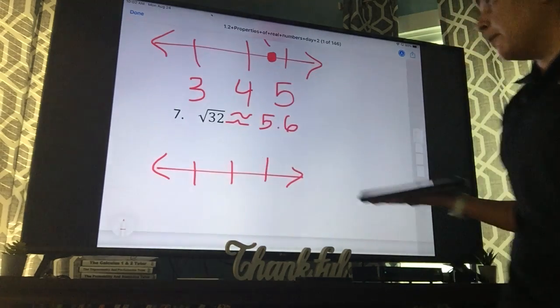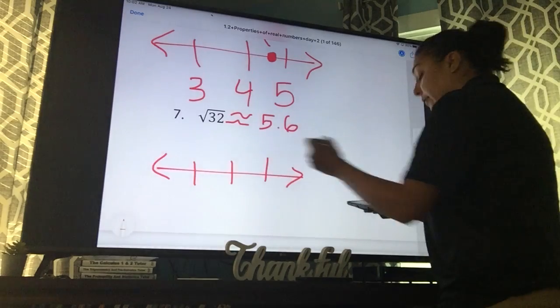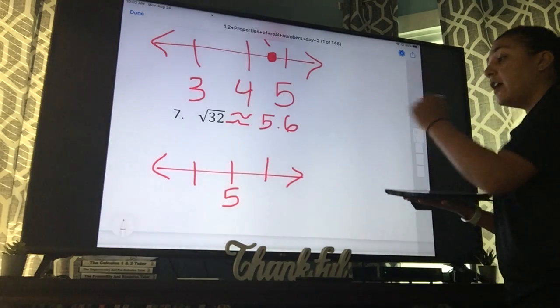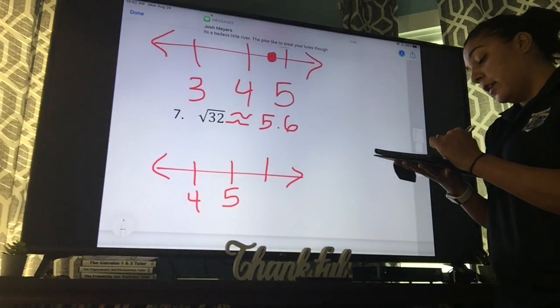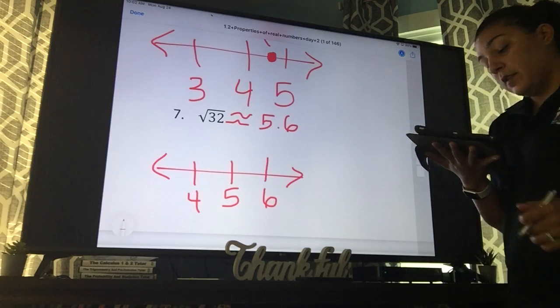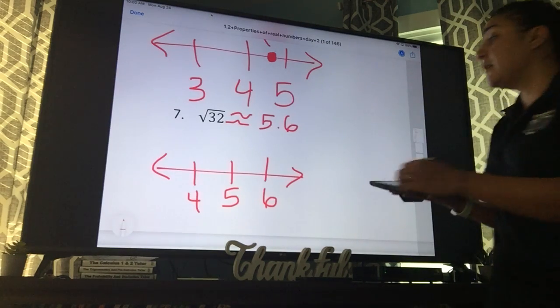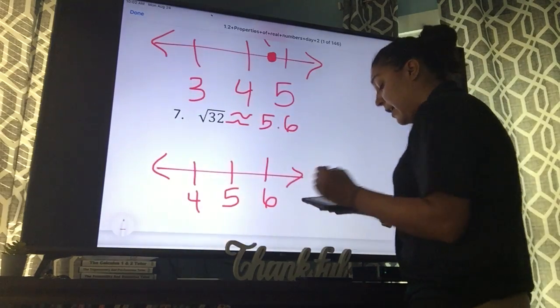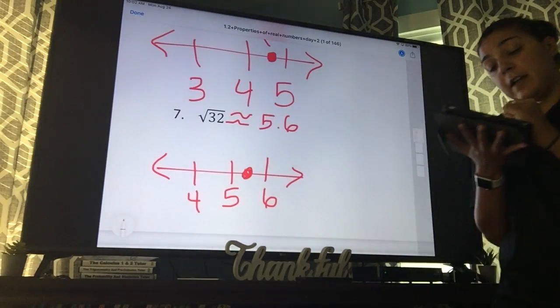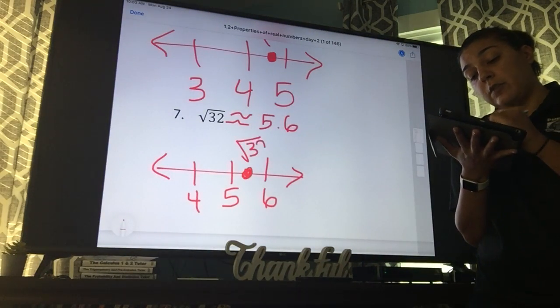Now, our center number then should be at 5. And you're going to go 1 up and 1 down. So 4 and 6. Okay, 5.6 is going to be somewhere right in between 5 and 6, around the halfway mark. So put a little dot and label it square root of 32.